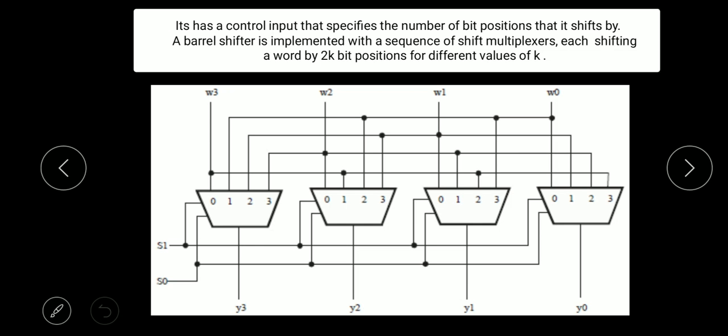The number of multiplexers used for an implementation can be calculated by the n log base 2 n formula. For example, for an 8-bit barrel shifter, the number of multiplexers used for implementing that is 24.